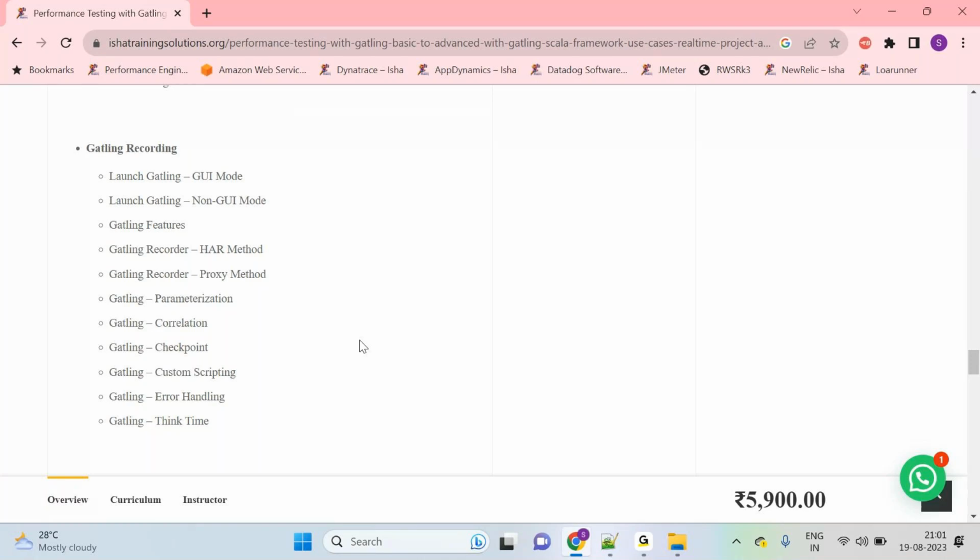And how am I going to validate my values? Say I wanted to validate the status code, or a substring, or certain data that is coming in the script. We are going to discuss that during checkpoints, along with basic custom scripting, error validation, and how to handle think time in the script. Say one activity I'm doing and then I wanted to do another activity. How am I going to handle that situation in Gatling?